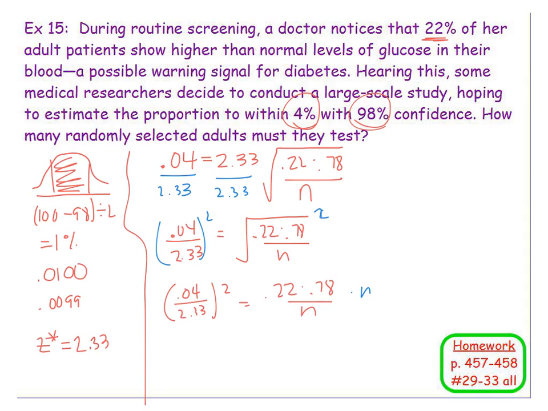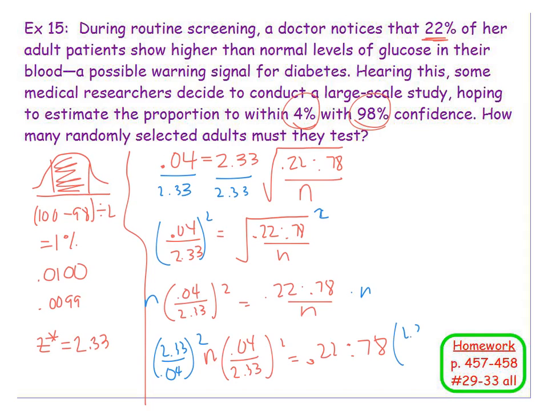Multiply both sides by n. So that leaves me with n times 0.04 divided by 2.33 squared equals 0.22 divided by, sorry, that looks terrible, 0.22 times 0.78. And last step is the reciprocal. So 2.33 over 0.04 squared on both sides. And let's see what we get for n.